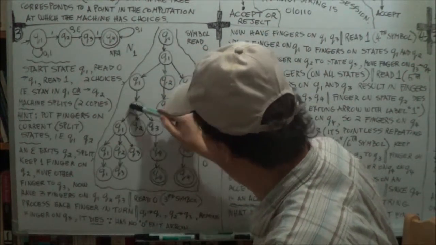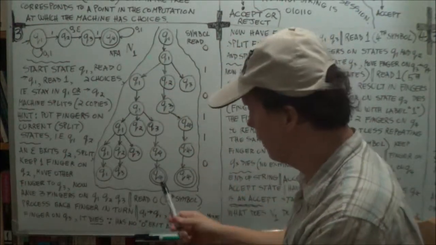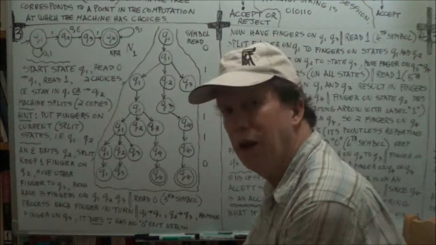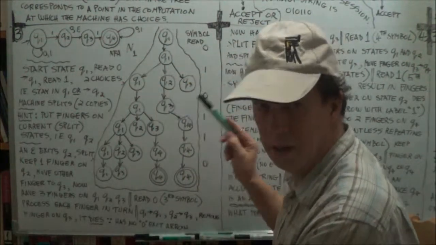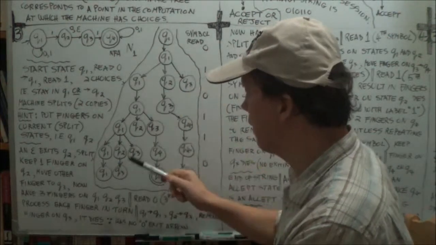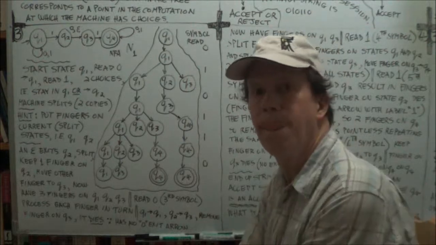This branch, that path, if you like, led to an accept state. Therefore, this whole automaton, this NFA, non-deterministic finite automaton, accepts the string 010110. Okay?